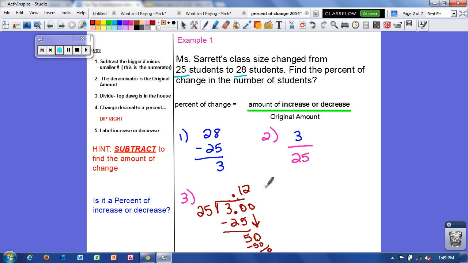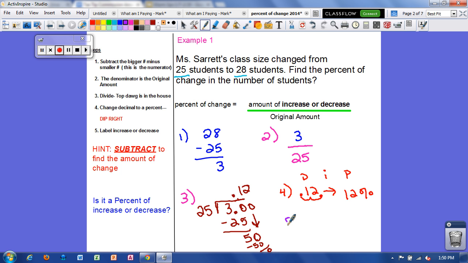Now my fourth step, I'm going to change that decimal to a percent. So I'm going to take 0.12 and I want to change it to a percent. So I'm going from decimal to percent, which means I'm going to dip to the right. So I'm going to move the decimal right 2 places. So that means I have 12%.